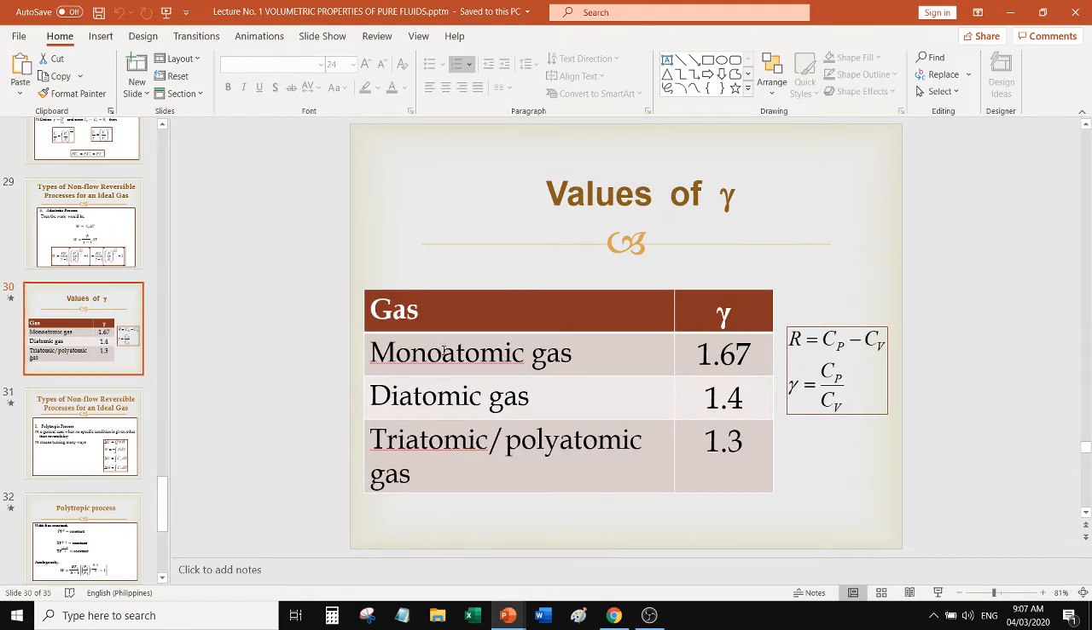Alright, now we have values for gamma depending on the type of gas. So we have monoatomic gas, that's 1.67, diatomic gas 1.4, and triatomic gas 1.3.